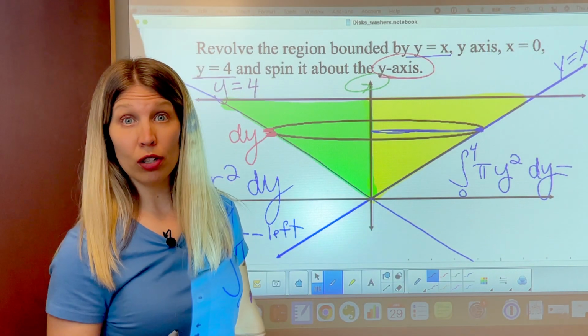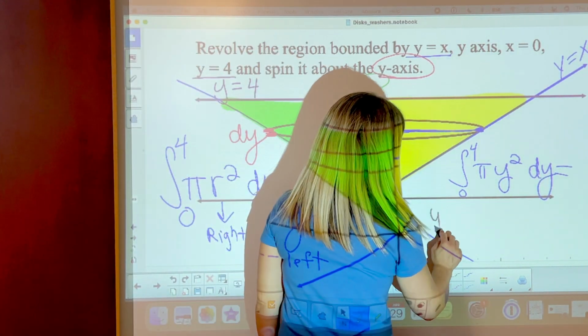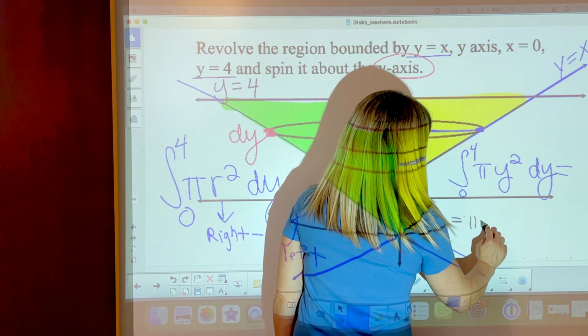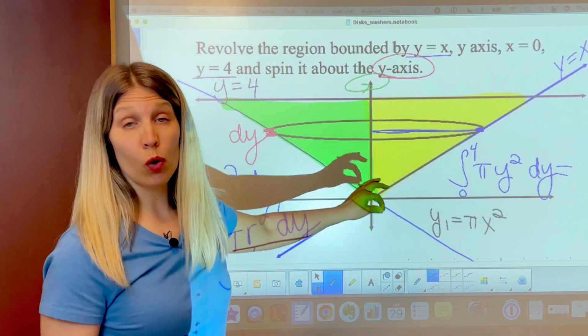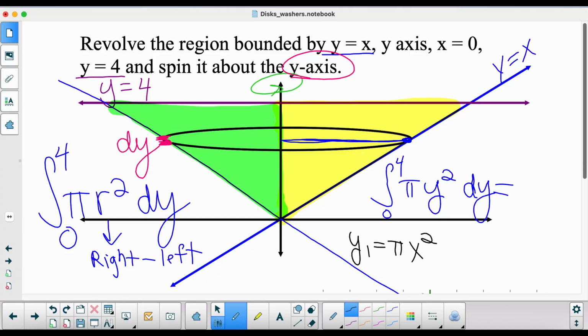In your calculator, you can still put in y1 equals pi x squared. Make sure you evaluate from 0 to 4, though, for your bounds. And you will get an answer of 25.133.